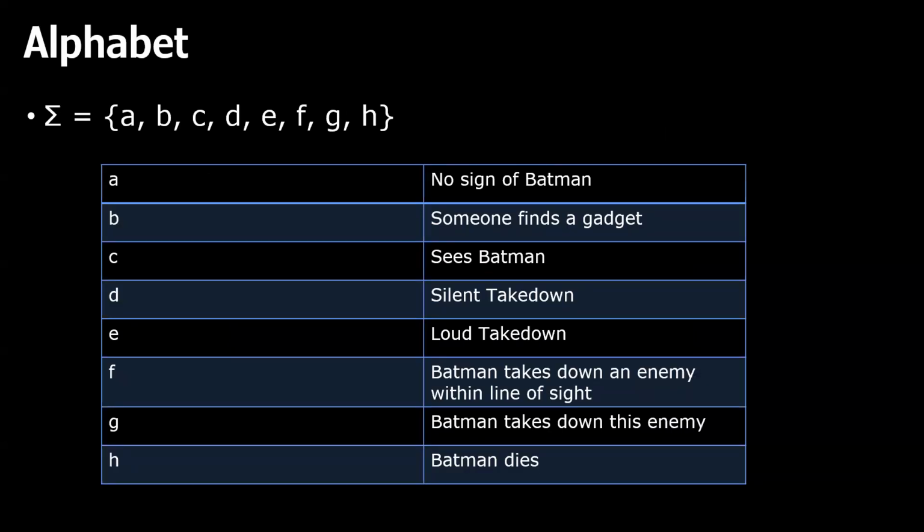So once again, our alphabet includes: if there is no sign of Batman, someone finds a gadget, someone sees Batman, or the rest are Batman taking down enemies in various methods, and then finally if Batman gets taken down by the enemies.